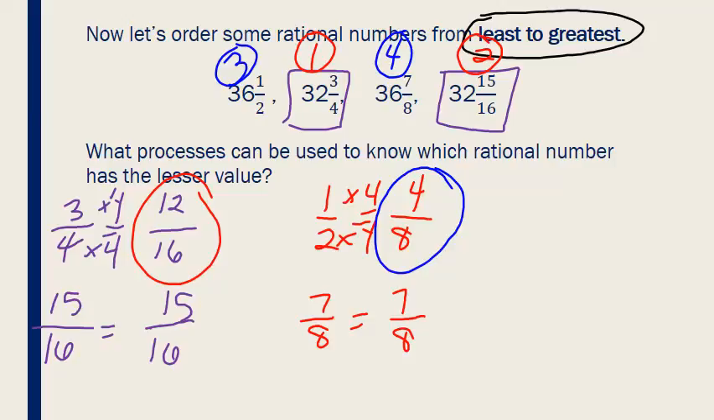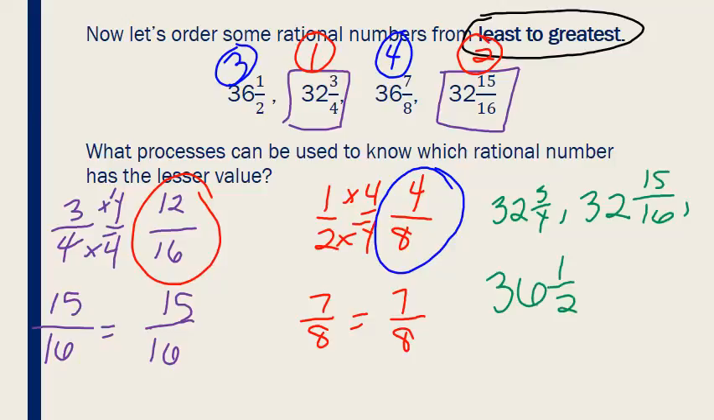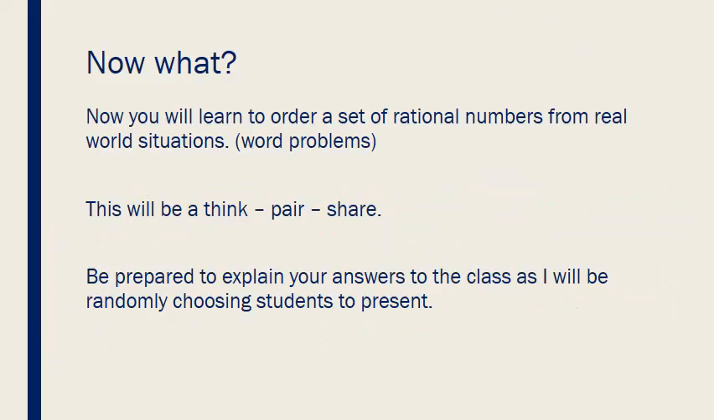So let's list them out. I'm going to do this in green. I have 32 and 3/4. I have 32 and 15 over 16. I have 36 and 1/2. And I have 36 and 7/8. Very good job, class. Let's move on to the next one.